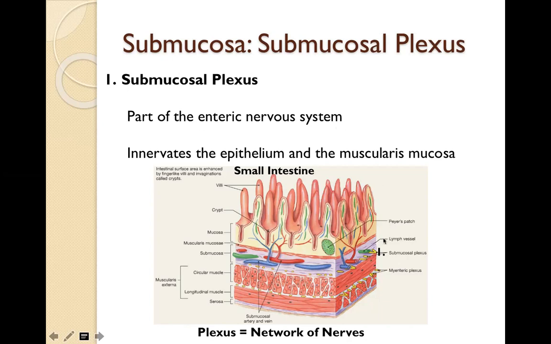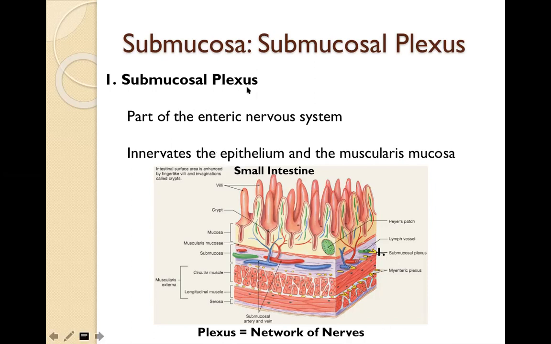And it functions to give nerve supply to the epithelium and to the muscularis mucosa muscle. Any nerve that you have gives off little tiny branches to specific regions of the body. So this particular nerve plexus gives off branches to the muscularis mucosa so that it can contract. And it gives off little branches to the epithelium as well, so that those cells can receive signals to release their substances, whatever it happens to be releasing.